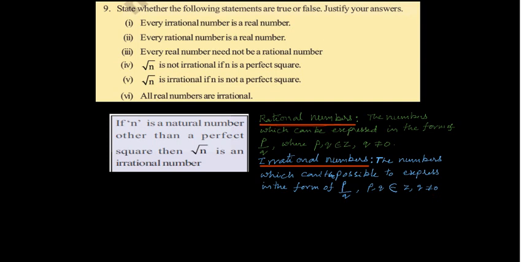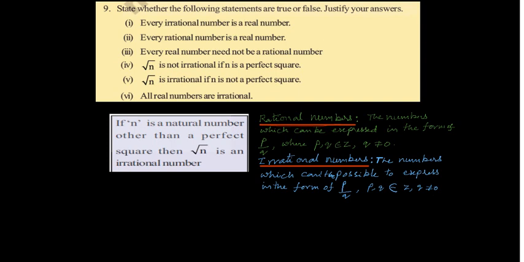And one more statement we need. What is that statement? If n is a natural number other than a perfect square, that is, other than 1, 4, 9, 16, 25 and so on, then root n is what type of number? Irrational number. So if you remember these 3 statements, then we can solve the 9th problem easily.